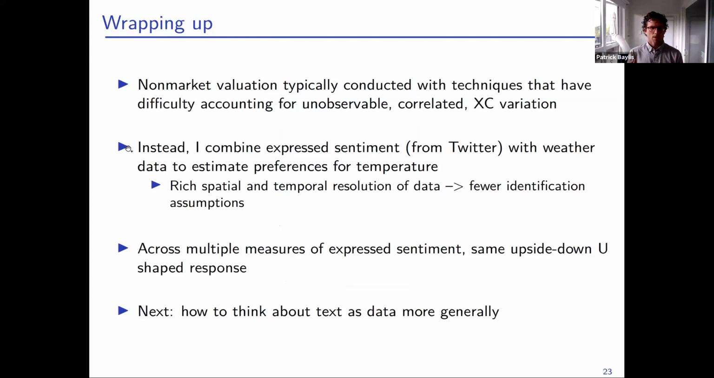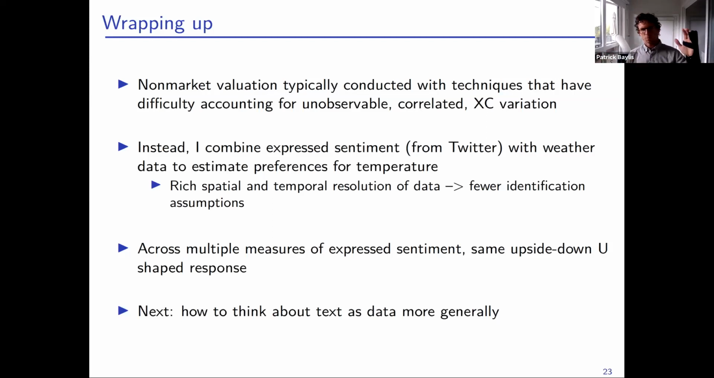But just to wrap this piece up, non-market evaluation typically is done with techniques that have difficulty accounting for unobserved, correlated, usually cross-sectional variation. To deal with this, I combine expressed sentiment from Twitter with fine-grained weather observations to estimate preference for temperature. And the rich spatial and temporal resolution of this data set lets me use fewer identification assumptions than the existing literature. Remarkably, I think, across every single measure of expressed sentiment that I tried, and I promise you I did not try more than these, it was more than enough work to set up the ones I did show you, I find the same upside-down U-shaped response.